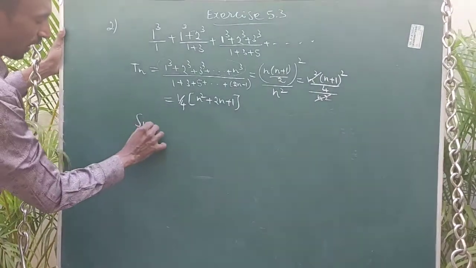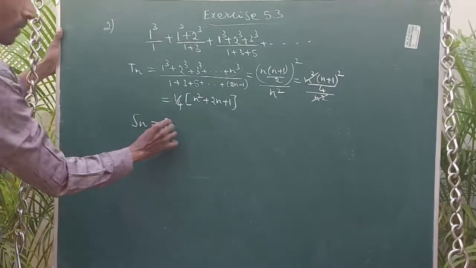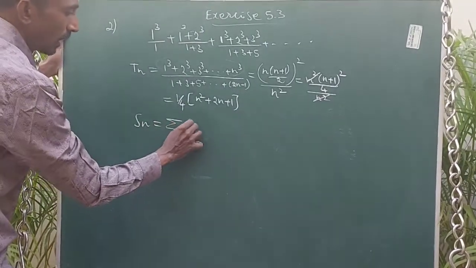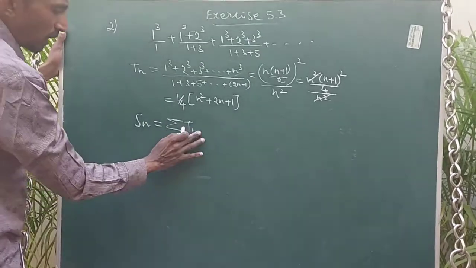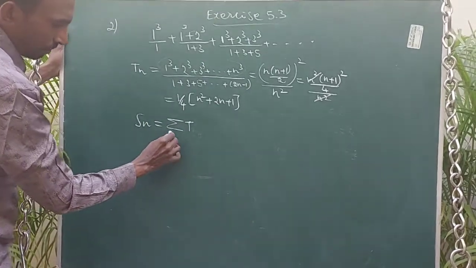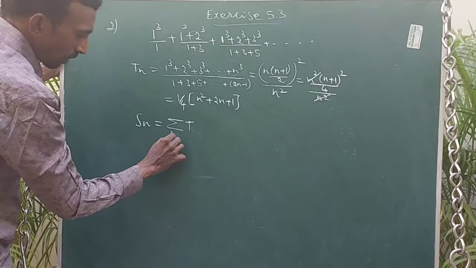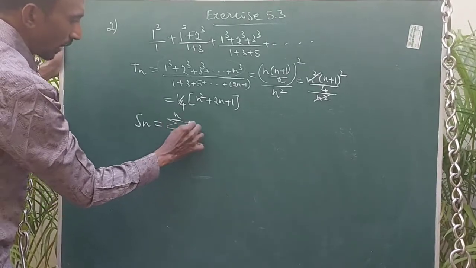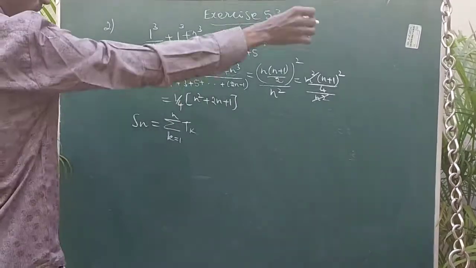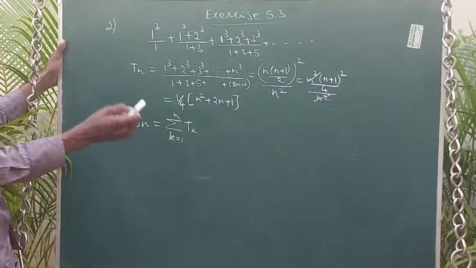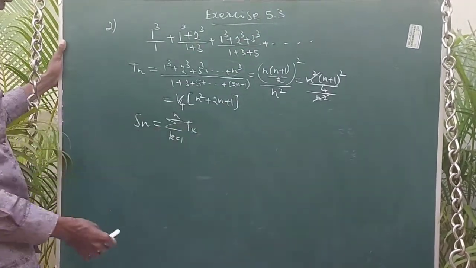So first we can find Sn. Sn means sigma Tn. We have to sum up all the terms. Or if you want, you can put k equal to 1 to n, Tk. So first term, second term, third term up to nth term. If you want, you can finally put n equal to 17 in the answer.